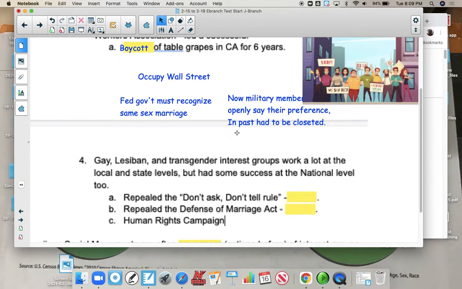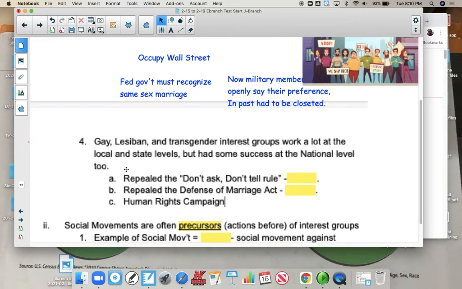Moving on. Another might be a little bit uncomfortable for some of us, but it is a reality. Gay, lesbian, and transgender interest groups have worked really hard in the past 50 years, especially at the local and state levels. And they've even had some national level success in making changes for their rights. And they are a big interest group today as the LGBTQ plus group that really is being heard quite well, and they're getting changes. So what we need in this area is to get some examples of how they've changed things.